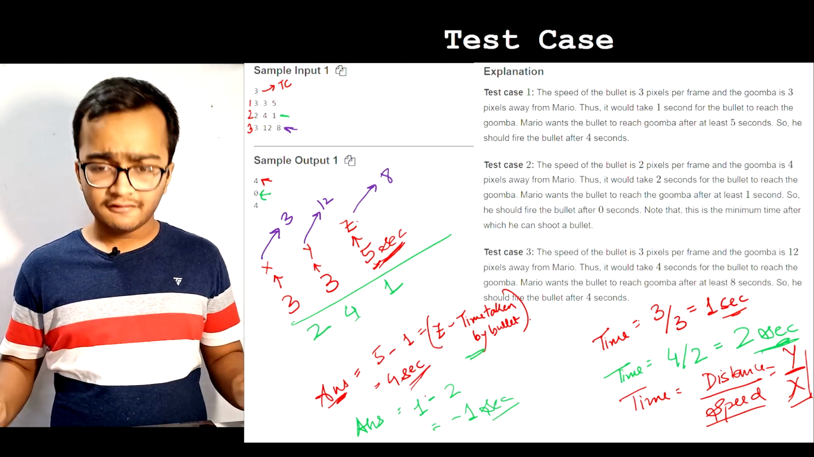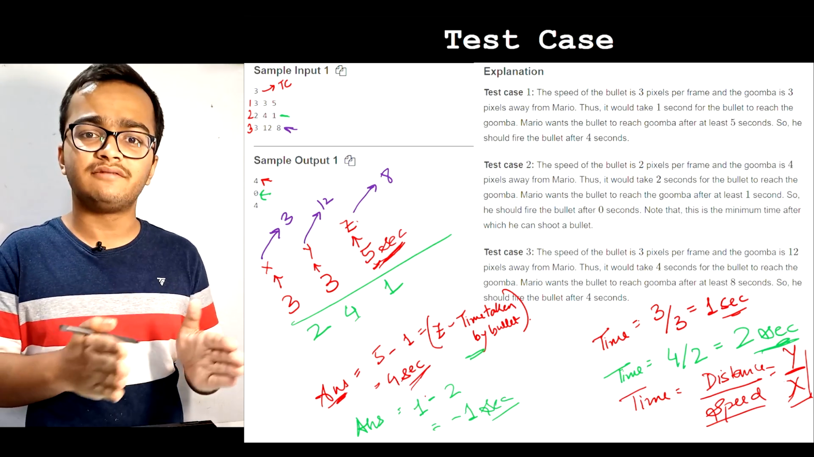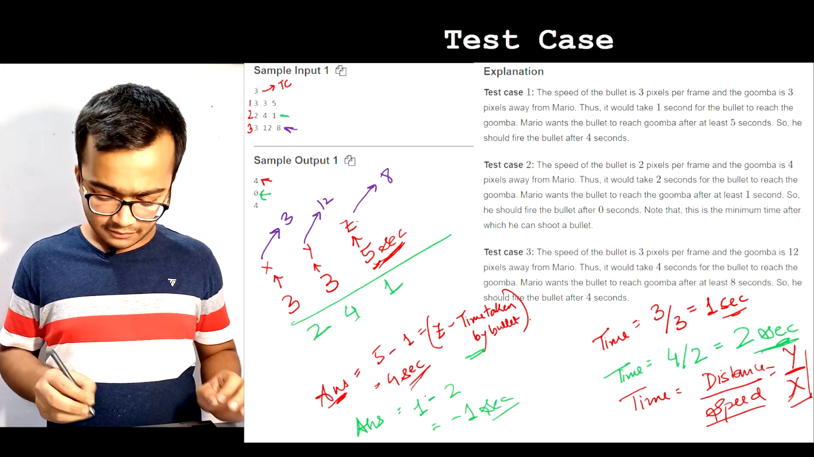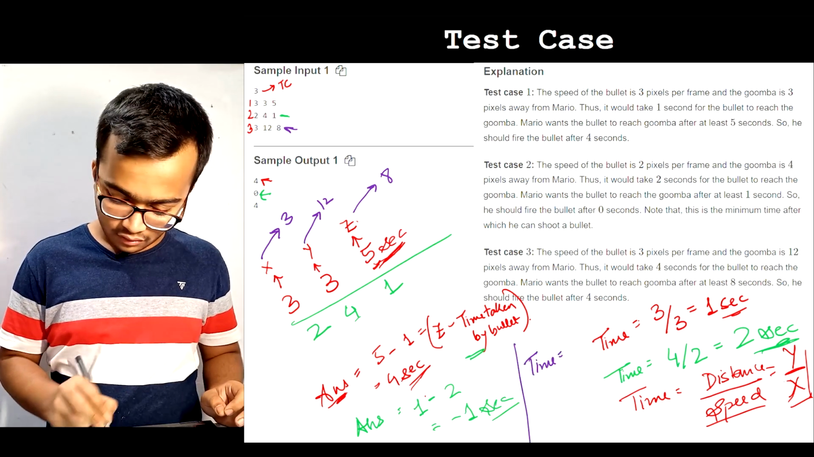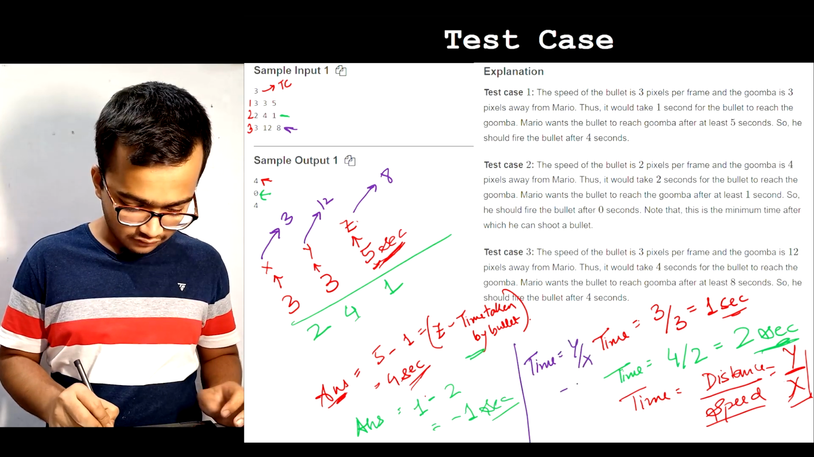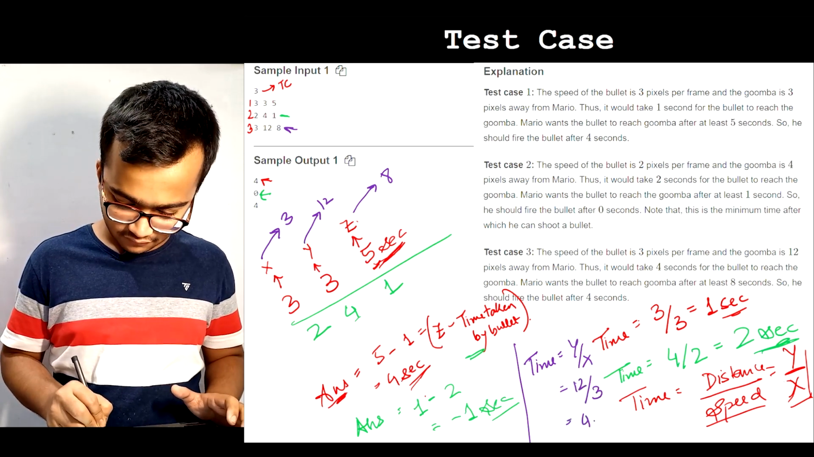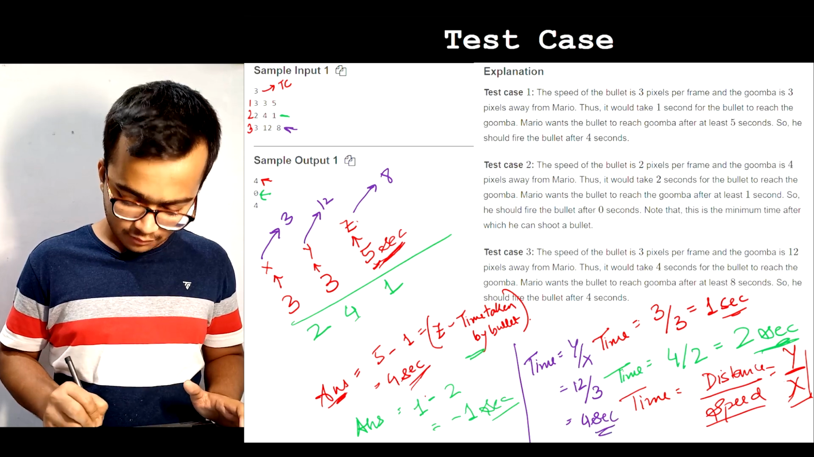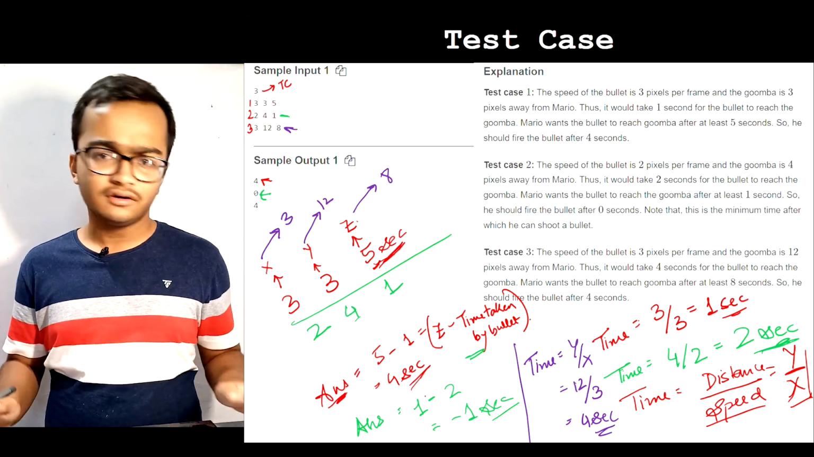Okay. Now what will we do first? We will first find out the time taken by the bullet to cover the distance between Mario and Gobba. So what will that be? That will be time equal to y by x, equivalent to 12 upon 3, which is 4 seconds. So the bullet will take 4 seconds to cover the distance between Mario and Gobba.